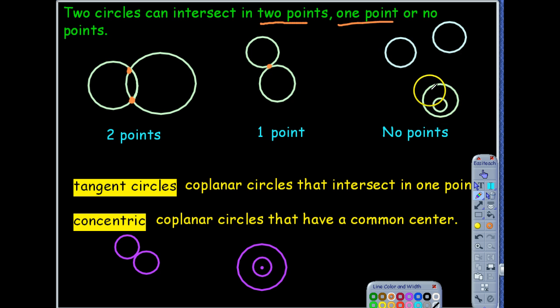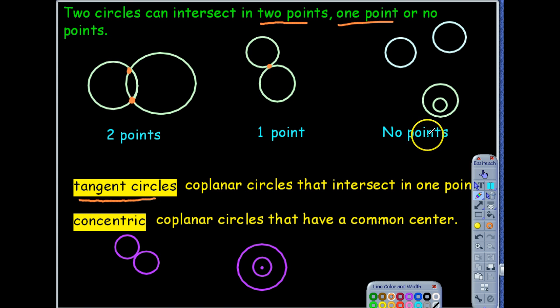But if you have a circle inside of another circle, that's a pretty common kind of geometric shape that you'll see. Then they're never going to have a common point. Okay. Now, what we call some of these types of circles, one example is a tangent circle.